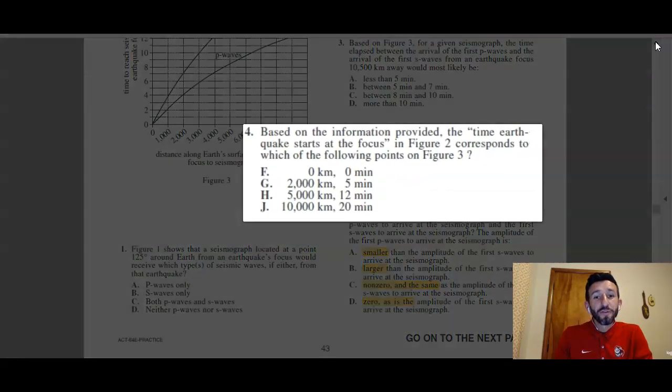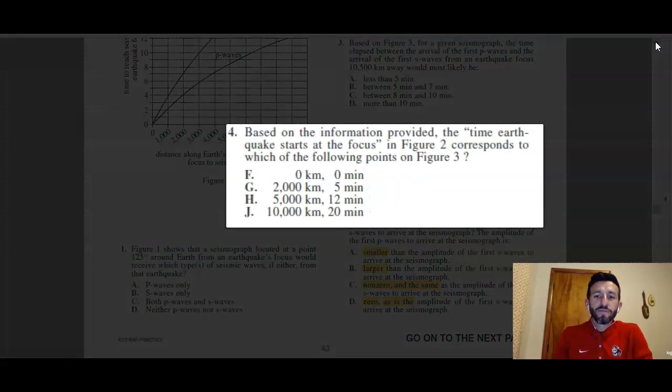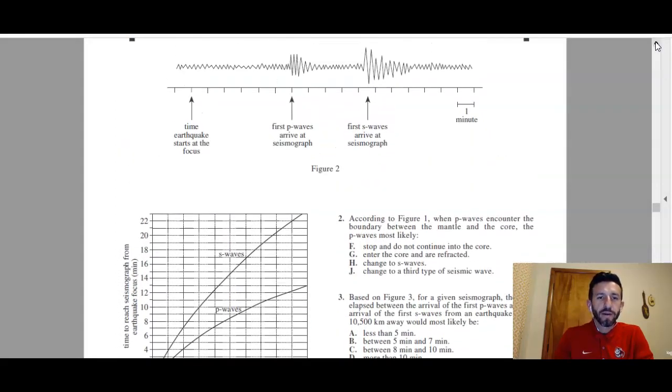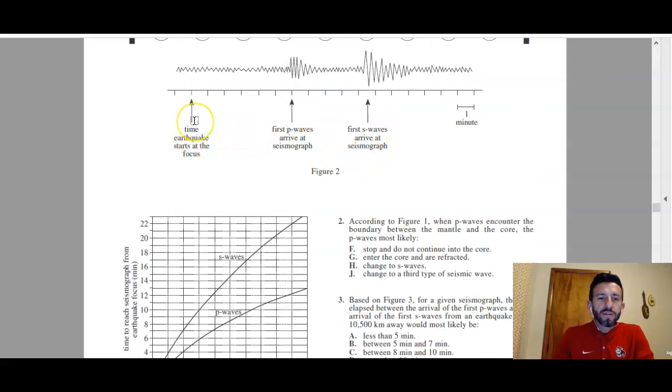Let's look at question 4. Based on the information provided, the time earthquake starts at the focus in figure 2, so we're going to look at figure 2, corresponds to which of the following points in figure 3? So this is one of those questions where we're going to have to look at two graphs, and compare them. So the time the earthquake starts at focus, so right at the beginning, okay, and then the time it arrives. Well, this point here corresponds to which point at figure 3, which is this one down here.